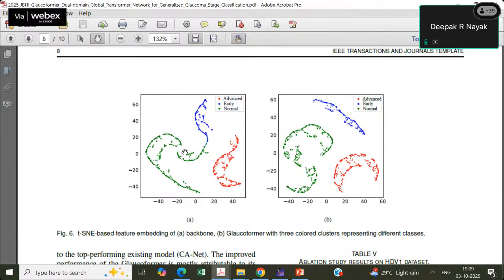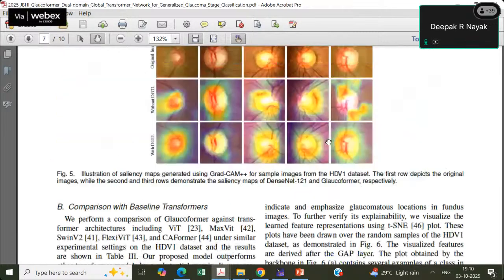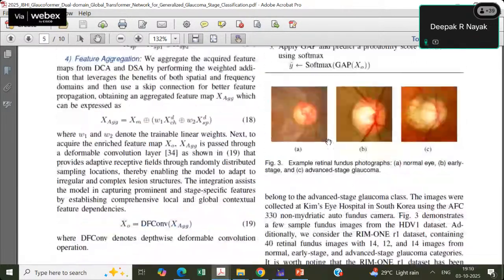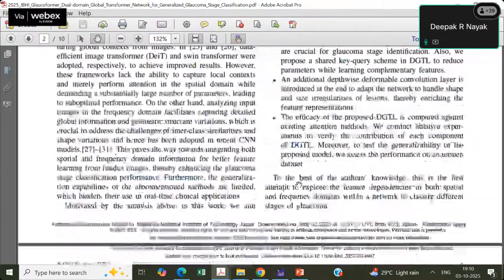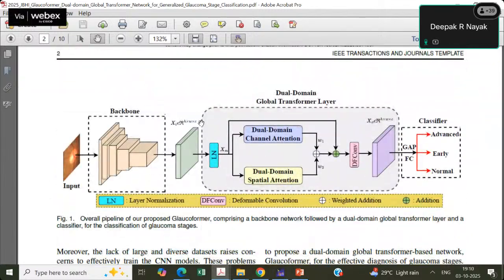So you can see over here the feature embedding. Different colors represent different classes. You can see the feature embeddings of the backbone architecture, and this is the feature embeddings after using the Glucoformer, the transformer layer which we have proposed. So why the name Glucoformer, and why dual domain? It is a very interesting concept which we have introduced. This particular part is nothing but a dual domain global transformer layer.